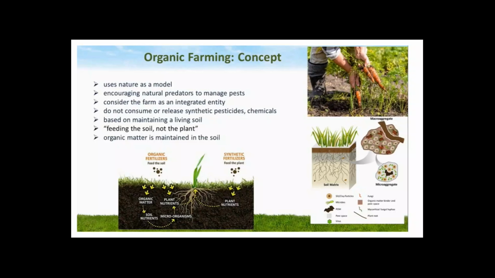And it's based on maintaining a living soil. And it basically feeds the soil. And a healthy soil therefore results in a healthy plant. So it feeds the soil, not the plant. So organic matter is maintained in the soil. So organic farming, the key point is we don't use any man-made entities.